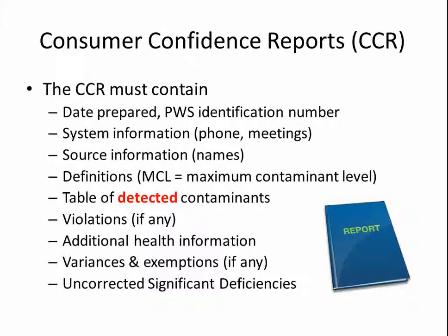Then you have a table of detected contaminants. This is important to remember. It's in red. It's just detected. You don't have to put in this table any undetected contaminants, although you can include undetected ones if you want. Any violations, if your system has any, additional health information, there are specific paragraphs required by EPA. Any variances and exemptions that your system may have. And then if you have a significant deficiency that has yet to be corrected, you have to address that as part of your Consumer Confidence Report.